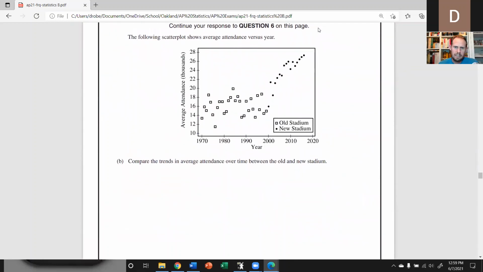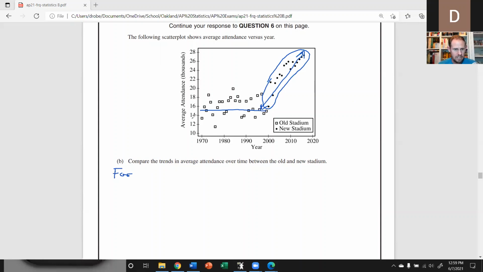The following shows an average attendance scatter plot. So let's see, the old stadium are the little boxes. The new stadium are the dots. Definitely a clear pattern in the dots, and the old one, well, kind of scattered there. Compare the trends in average attendance over time between the old and new stadium. So this is years across the bottom. So at the new stadium, definitely a nice, solid, I would say, linear relationship happening there. All right, the old stadium, they seem to be fairly scattered.